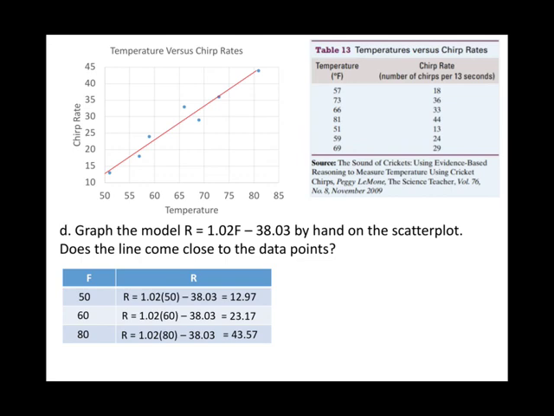Okay, does the line come close to the data points? Are the points really close to this straight line? Yes, right? The model comes close to the data points. So that means there is a strong positive linear correlation. We say strong, which means all the points are really close to the straight line in here.